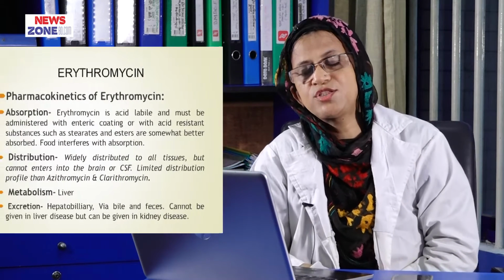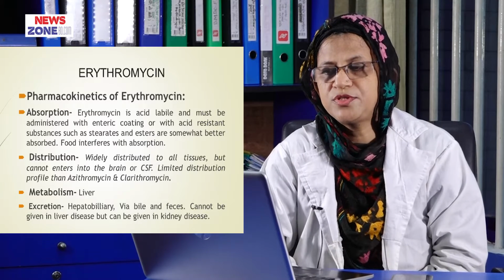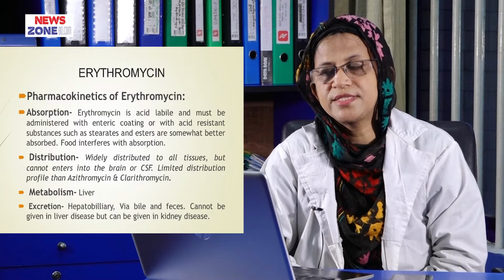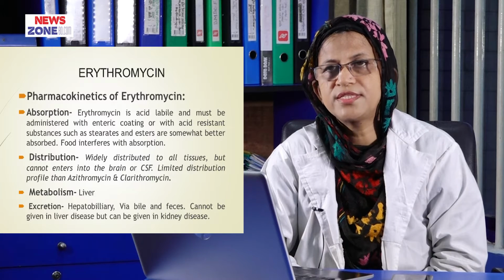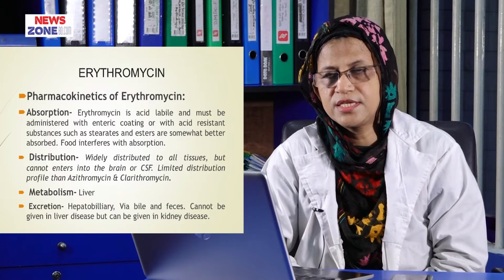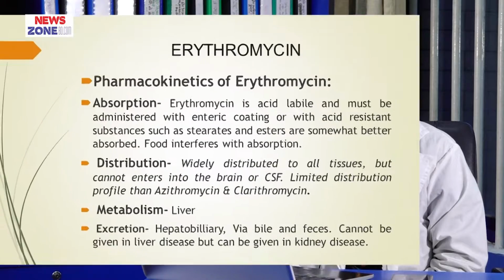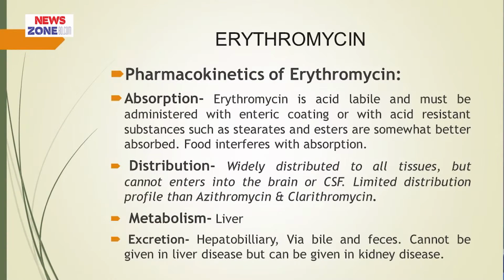Now the pharmacokinetics of erythromycin. Its absorption: erythromycin is acid labile and must be administered with enteric coating or as acid resistant substances such as stearates and esters, which are somewhat better absorbed. Food interferes with its absorption. Distribution: it is widely distributed to all tissues but cannot enter the CSF. It has a more limited distribution profile than azithromycin and clarithromycin.